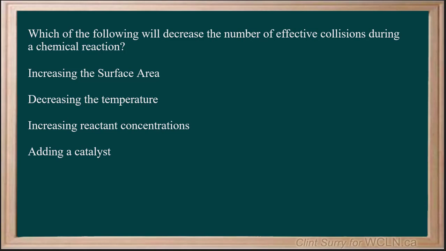Which of the following will decrease the number of effective collisions during a chemical reaction? Well, starting off with adding a catalyst, that provides us with an alternate energy pathway. It basically allows us to bring things together and use less energy for them to collide, therefore making more collisions effective. So we can automatically eliminate that one.